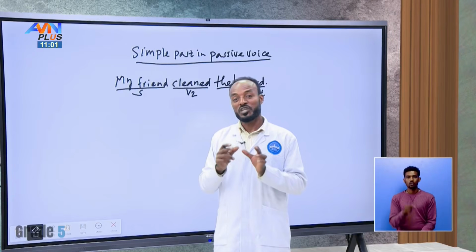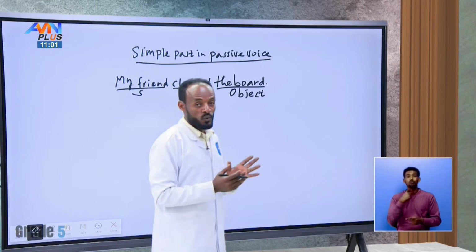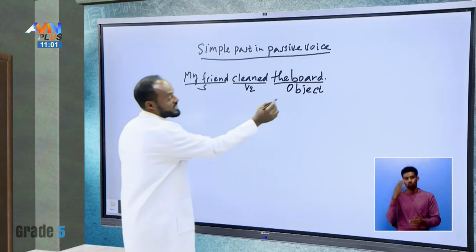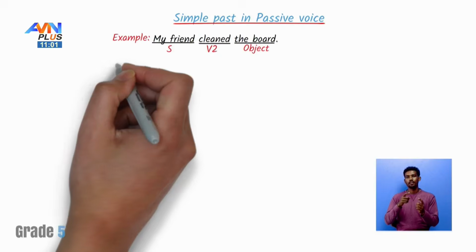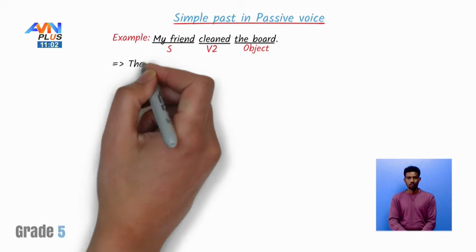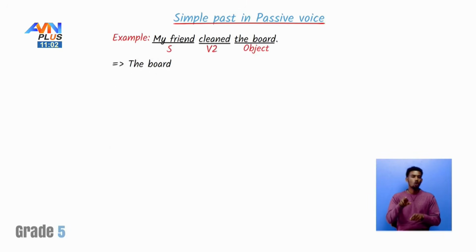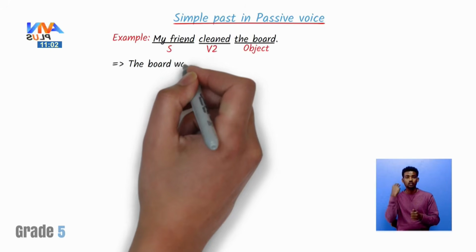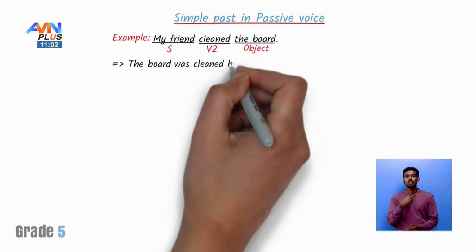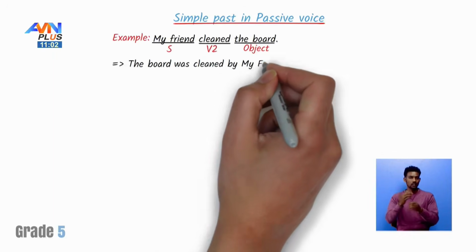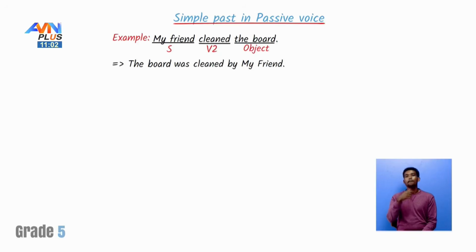If you want to change such kinds of sentences into passive voice, we have to start from the object. Is it clear? So, the board is or was, because this one is verb 2. So, the board was cleaned by, yes, my friend.